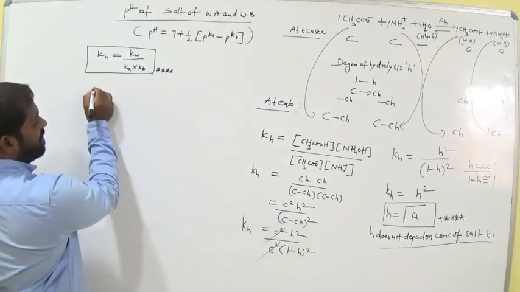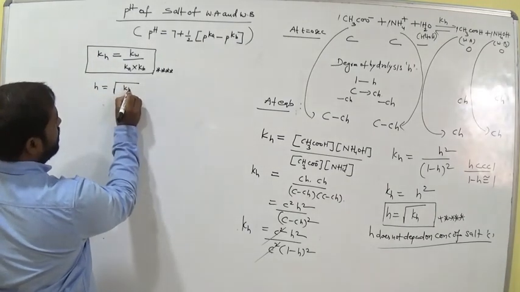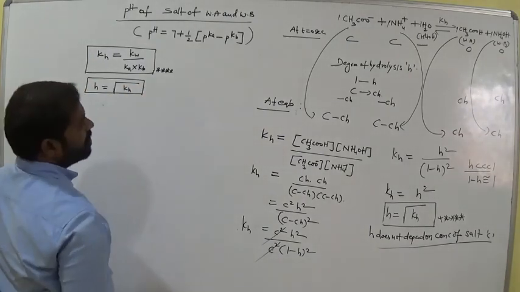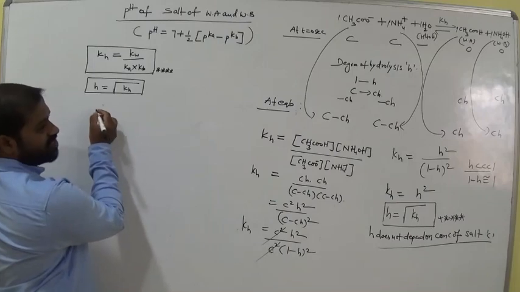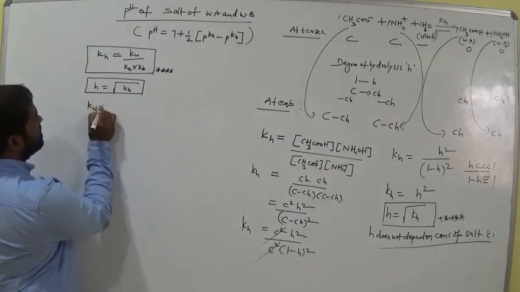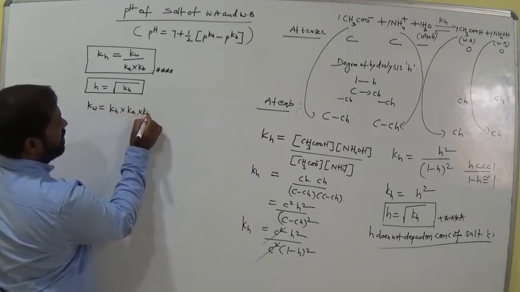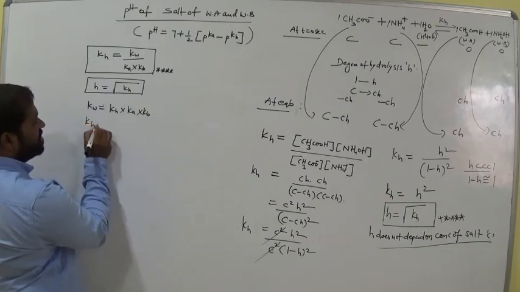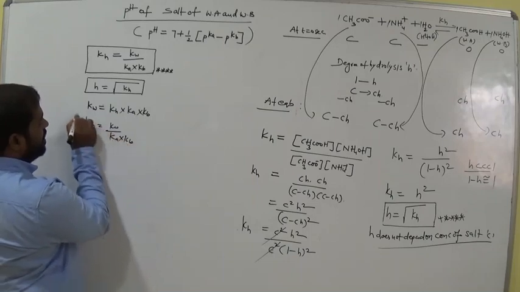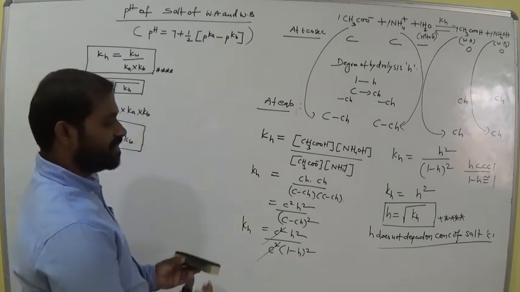Now the second formula we get here is h equals square root of Kh. And we also have the formula Kw equals Kh into Ka into Kb. From this, Kh equals Kw by Ka into Kb. This expression we also have. These are three important formulas.